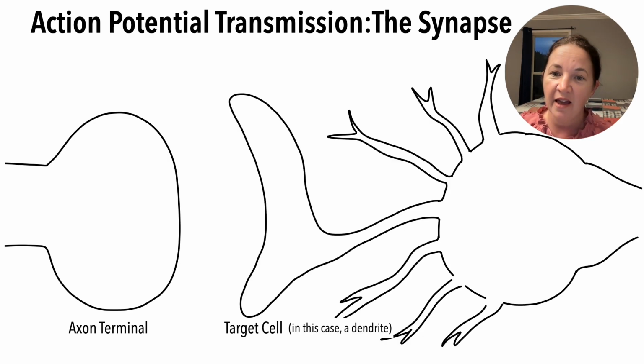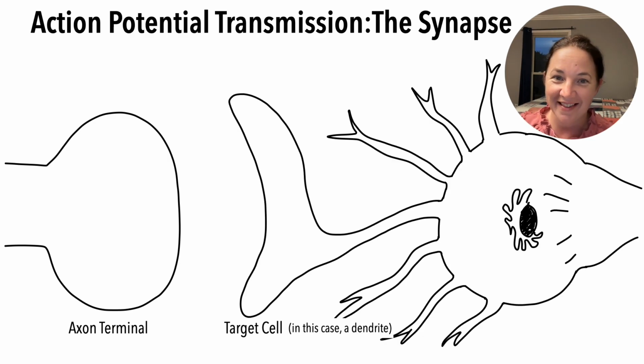In this case, I am going to make it a dendrite. How do you like the size of that dendrite that I drew? So I was talking to my 15-year-old about this, and he and I were discussing that it doesn't always have to be a neuron. That target cell could be the muscle cell or a gland cell.